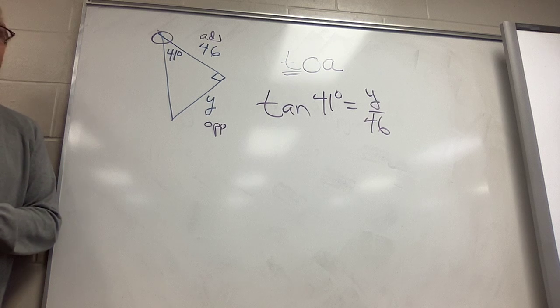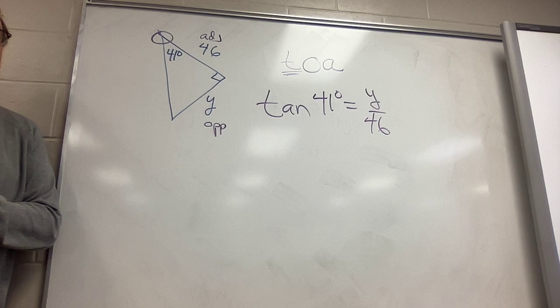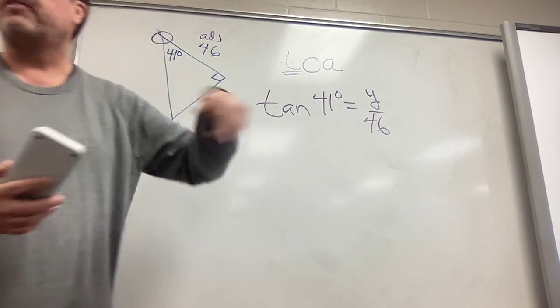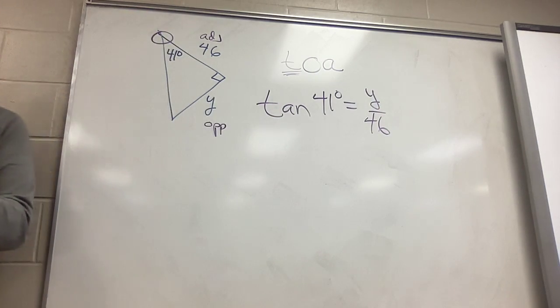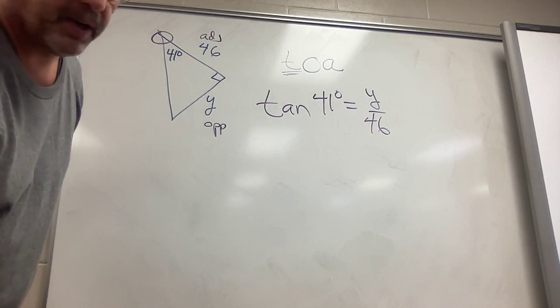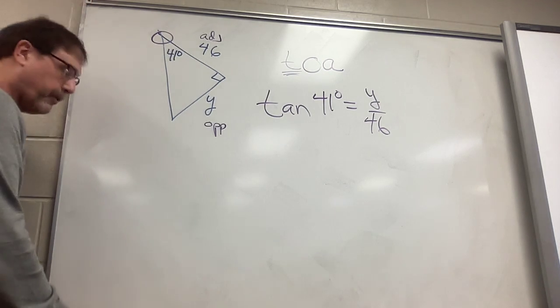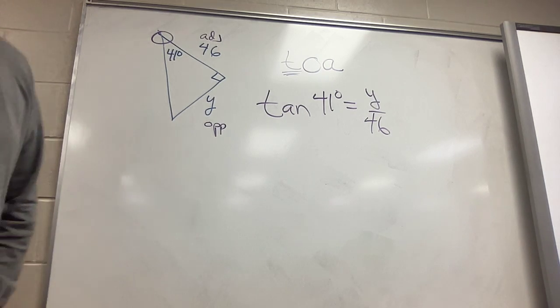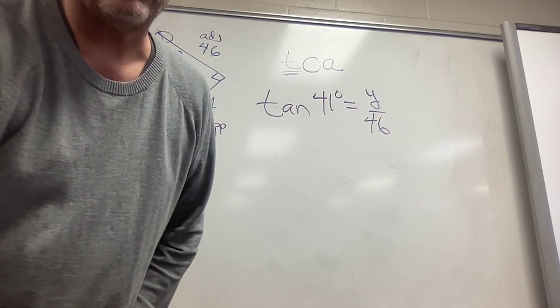You use a minimum of 4 rounded decimal places. You can use them all. And then this is y divided by 46. How do you get rid of a dividing? You times by 46. And about 39.98, probably would even round that to 40. All right. Okie dokie, great.